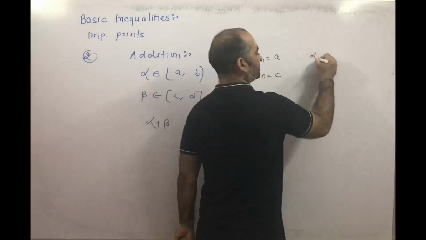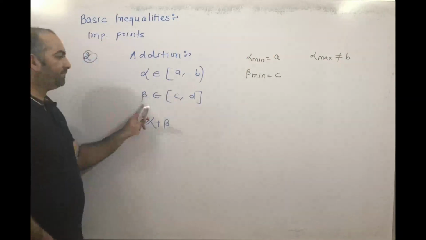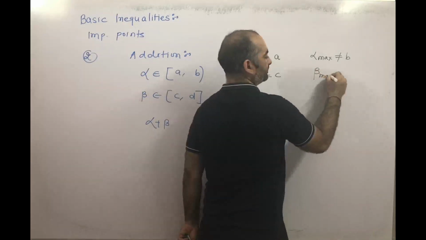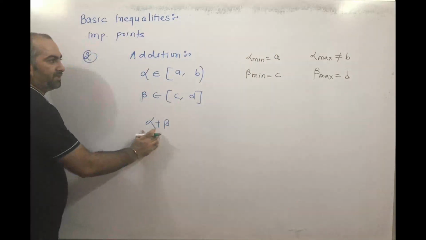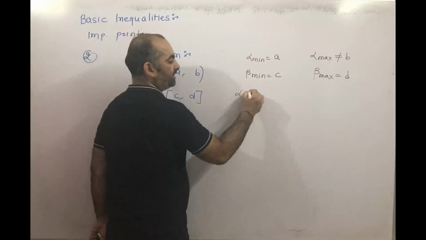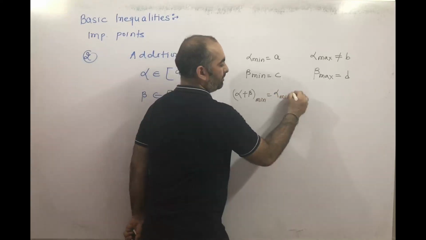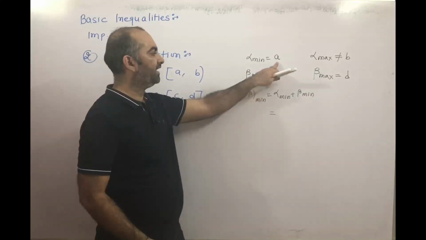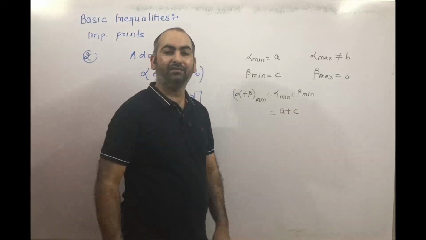So alpha max is what? Not equal to B, we can write. Okay, and what is beta max? That is D. Beta max is D. Equal to D is possible. Then we want alpha plus beta. So from here, alpha plus beta minimum, what will come? Alpha plus beta minimum is alpha minimum plus beta minimum. Okay, so here alpha minimum is A, and beta minimum is C. So what will come here? A plus C.